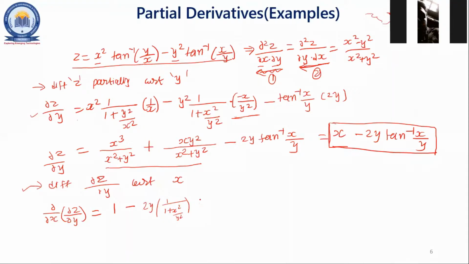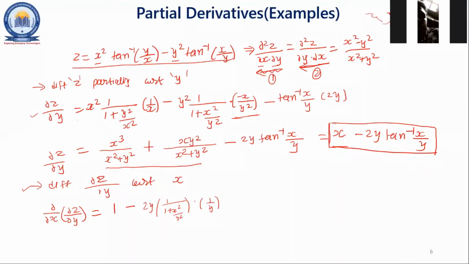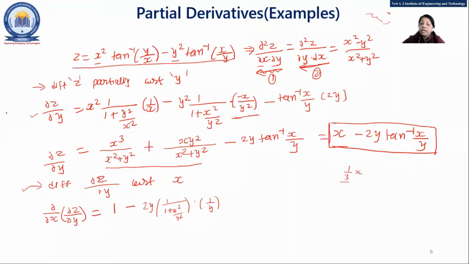Multiplication into 1 by y. Why 1 by y? Because we are differentiating with respect to x, and 1 by y will be constant. It is the coefficient of x. Suppose instead of that you had 1 by 3x, what would you write? 1 by 3, obviously, right? The same way you have to consider y also.